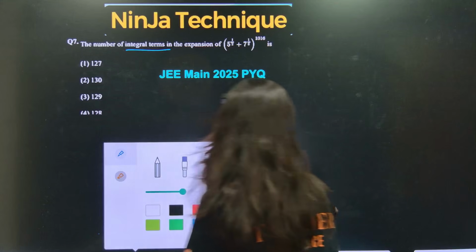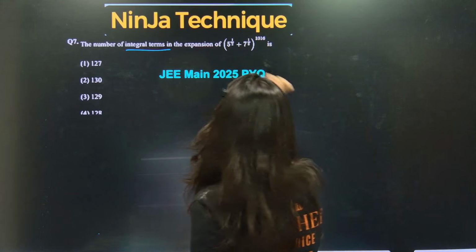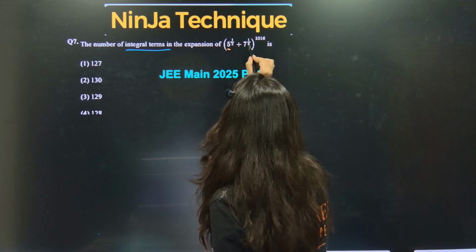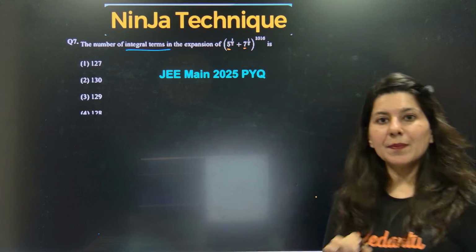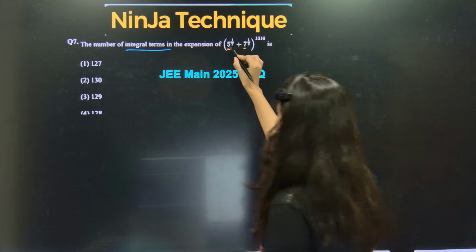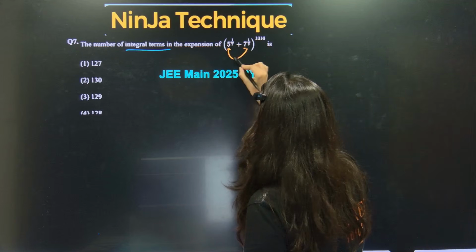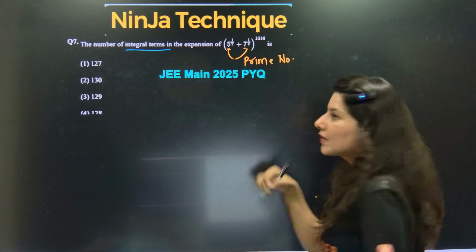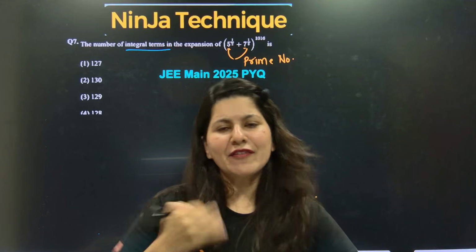So quickly, can you see integral terms? First of all, the very first condition is that 5 and 7 should be prime numbers. Then only the ninja technique is applicable. So here, 5 and 7 should be prime numbers. So check. Ma'am, these are prime numbers. If they are not prime numbers, then you have to make them prime numbers.